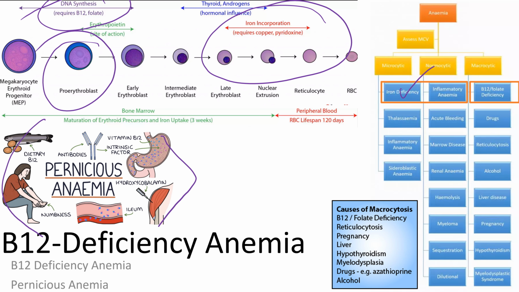So again, we're doing iron deficiency, inflammatory is part of that, we're doing B12. Sickle cell is not on here, sickle cell is actually a normocytic.